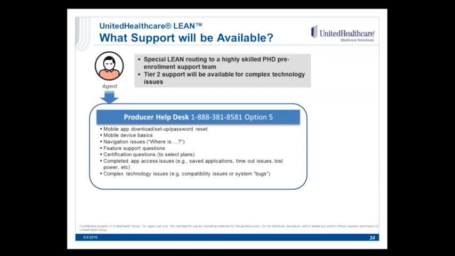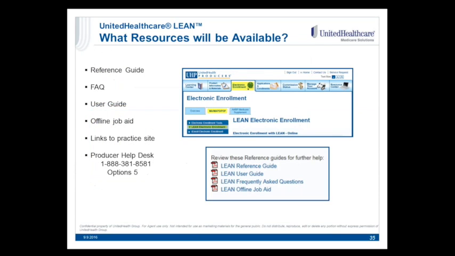We have lots of support and resources for you. We have a special Lean team at the PhD, and we also have a Tier 2 support team that is available for complex technology issues. The producer help desk, the regular number, is 888-381-8581. Option 5 is our Lean desk. If you have a Lean problem or a Lean question, we really love for you to click option 5, because you're going to get the person who knows the most about Lean and knows how to escalate that issue to Tier 2 for you. Whatever question it is, whether an odd question or an easy question, we have that available for you.